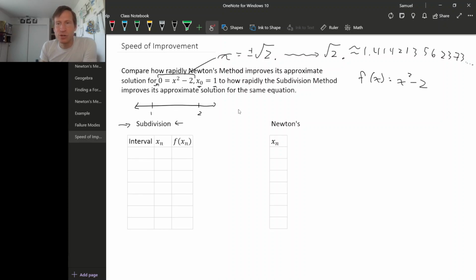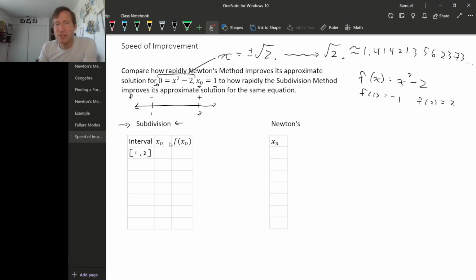Going from 1 to 2, well, if we plug x equals 1 into this function, we get f of 1 is minus 1, so f is negative here, and if we evaluate this function at 2, we get plus 2, so it's positive here. Right, so since this function is continuous, and it's negative at one end of this interval and positive at the other end, it has to be going through 0 somewhere on this interval. That's the intermediate value theorem for continuous functions. So the interval we're going to start with is from 1 to 2.